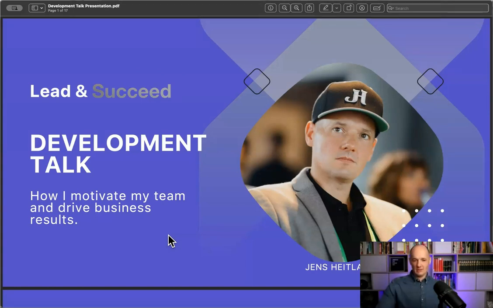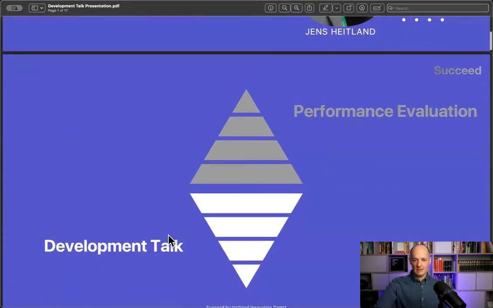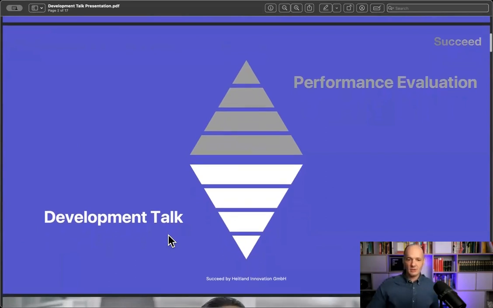A lot of companies only focus on the business results and less on the people. I'm a big fan of focusing on people first, which you will see as well on this slide. So I'm doing the development talk and a performance evaluation talk on two separate occasions. That's not the same day. It's two completely different things.